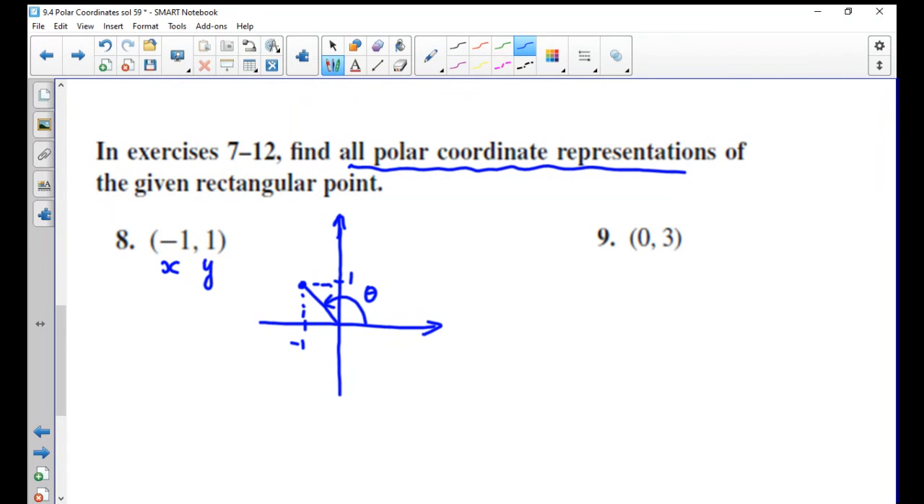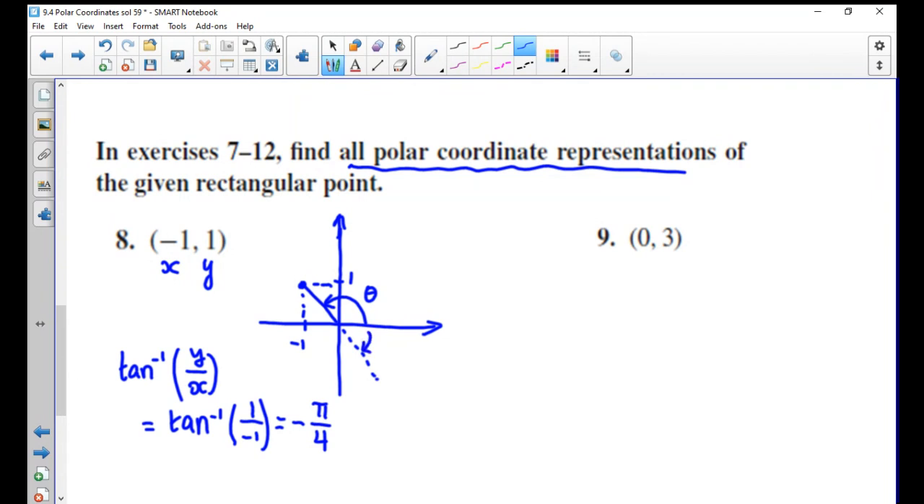So how can we find theta here? Tan minus 1 of y over x. Now, I'm not putting theta yet. I'm just going to find this angle first, because you will see it's not exactly the theta. This will give you minus pi over 4, which is actually this angle here. This is what we are getting.